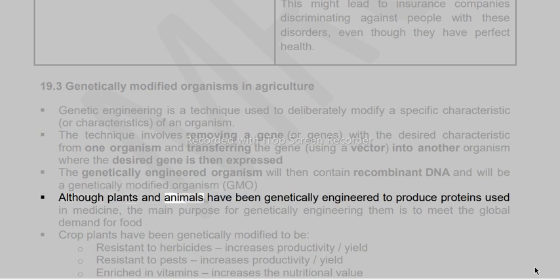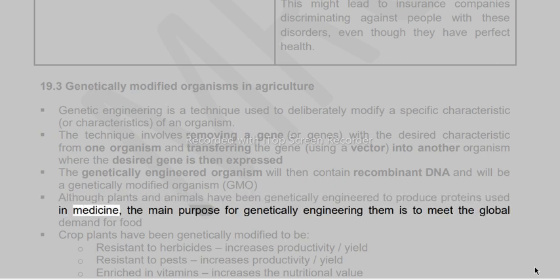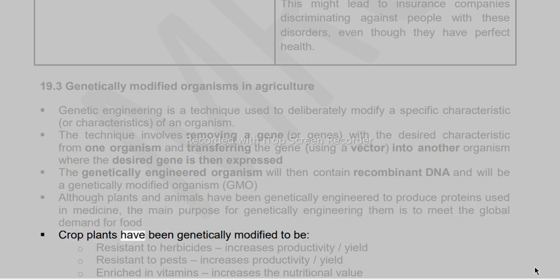Although plants and animals have been genetically engineered to produce proteins used in medicine, the main purpose for genetically engineering them is to meet the global demand for food. Crop plants have been genetically modified to be resistant to herbicides, increases productivity, yield. Resistant to pests, increases productivity, yield. Enriched in vitamins, increases the nutritional value.